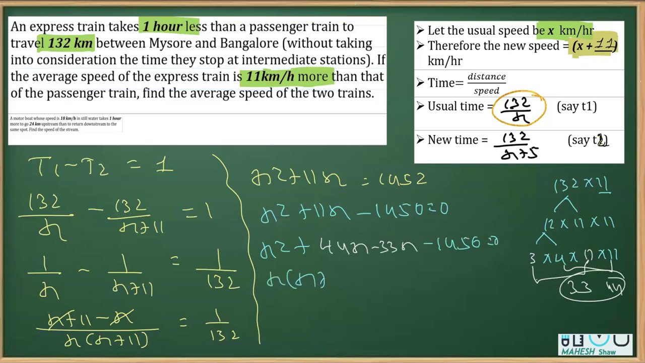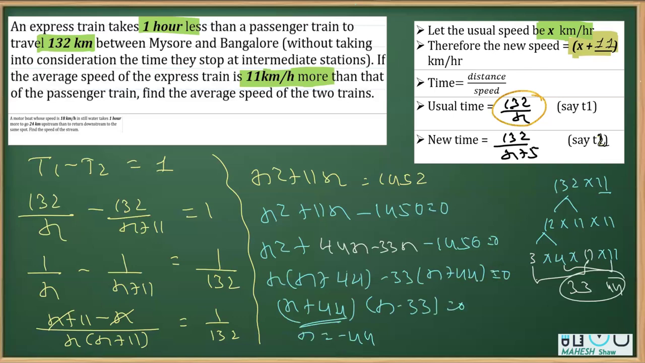Taking x common, we'll get x plus 33, and taking 44 common, x plus 33 equals 0. So finally, it is x plus 44 and x minus 33 equals 0. Equating this with 0, we are getting x equal to minus 44. That is not possible, as the speed cannot be negative. And finally, we'll declare that the usual speed is 33 kilometers per hour. That's how this question is done.